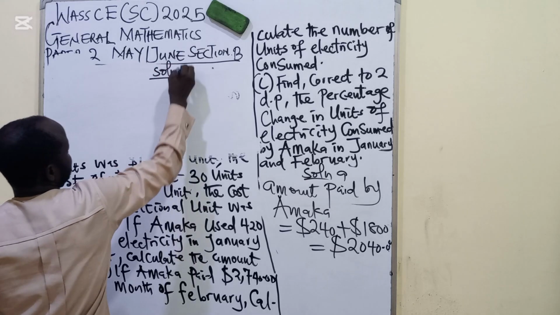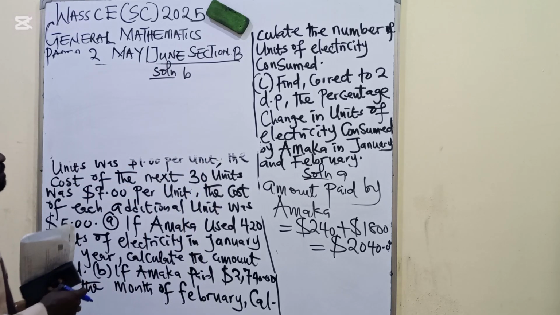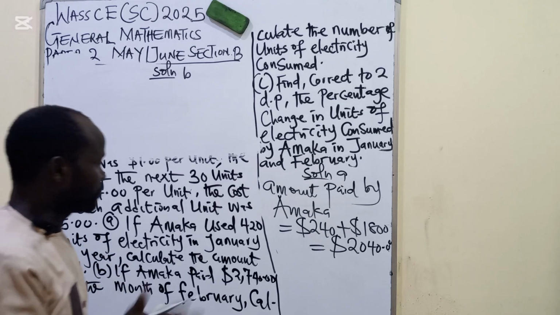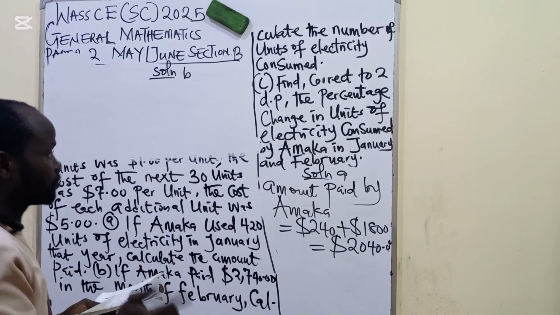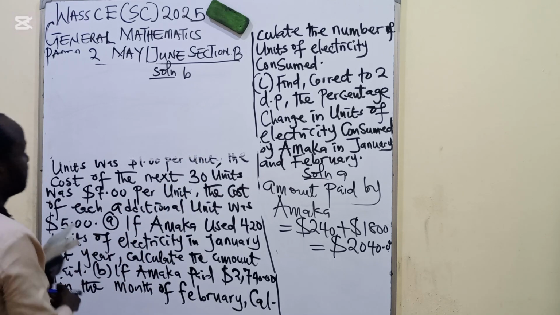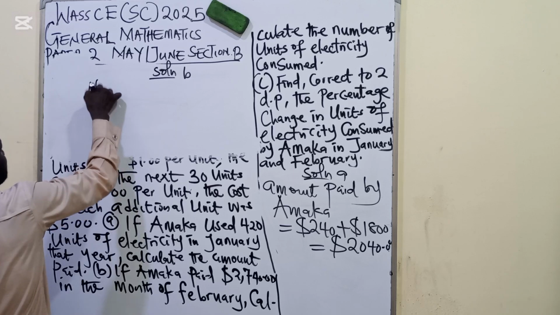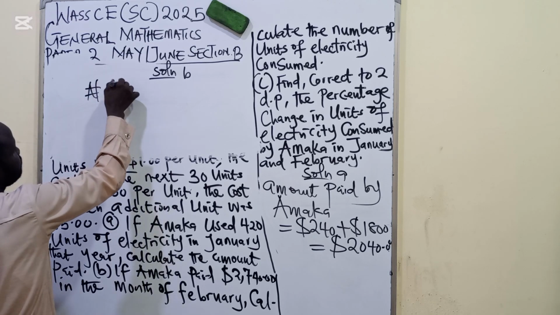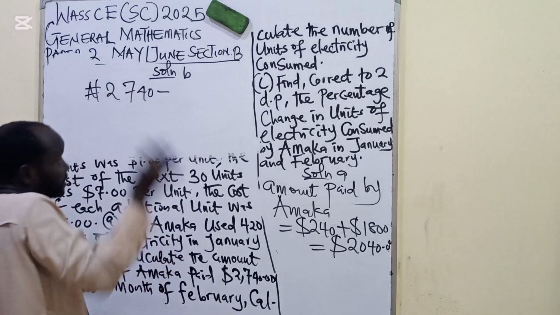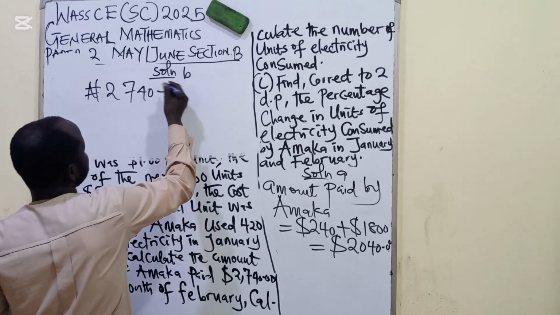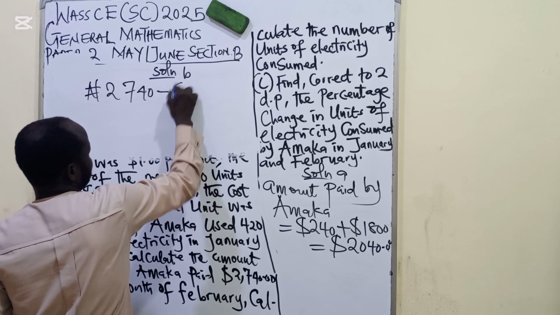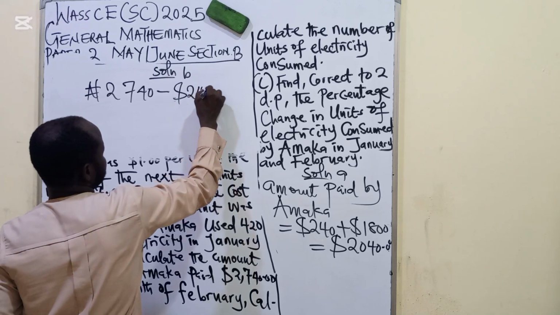Solution to B. The first thing for us to do, we have to remove the cost of 60 units from this total cost first for us to get the remaining, because each remaining or additional unit was $5. So first thing for us to do, we have to remove this cost, 2,740 minus the cost of 60 units now to know the remaining cost. The cost of 60 units, which is of course $240.